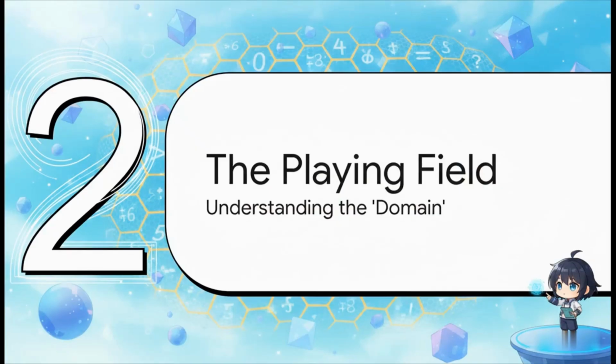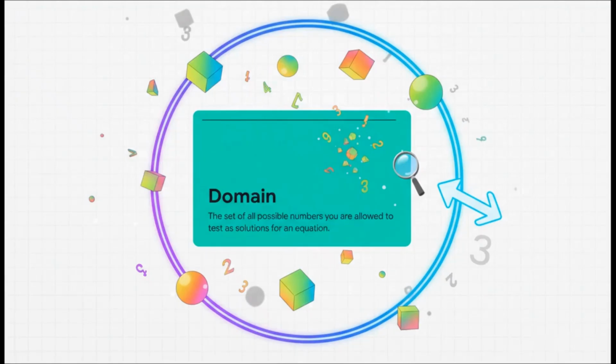Okay, so checking numbers is cool, but here's a little twist. You're not always allowed to just test any old number you can think of. Sometimes a puzzle comes with its own set of rules, its own specific list of numbers you're even allowed to try. This list is called the domain. And a great way to think of it is as the playing field for our puzzle. So the domain basically sets the boundaries. It's the official list of candidates that are even eligible to be a root.